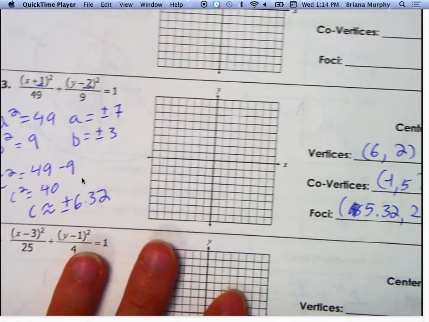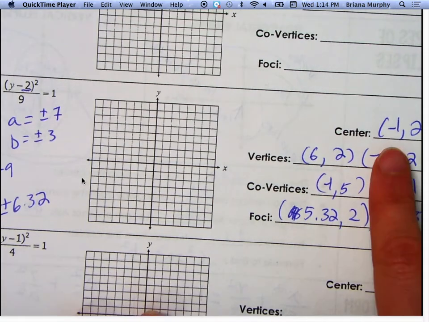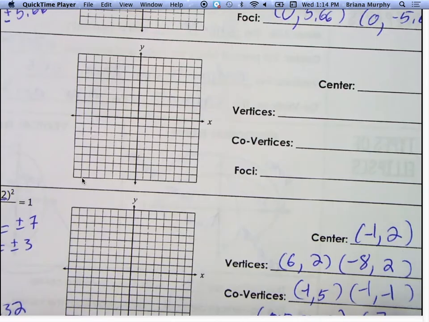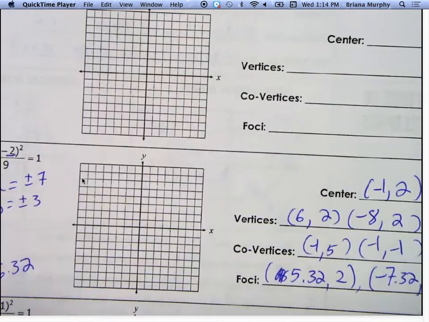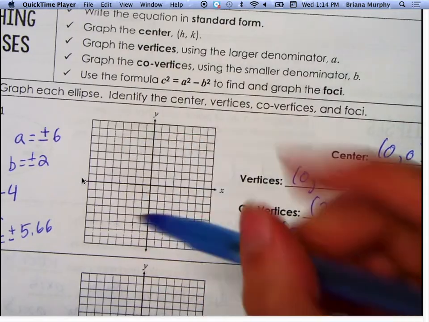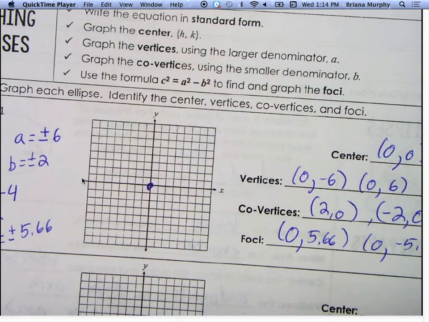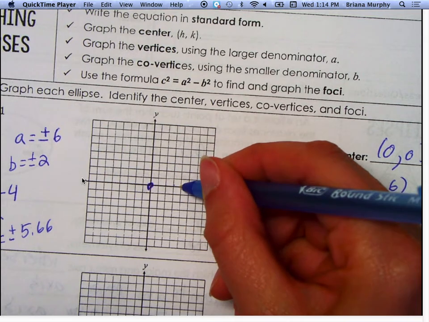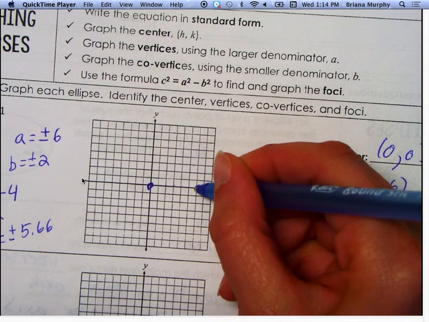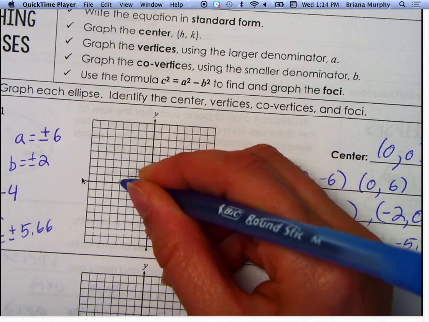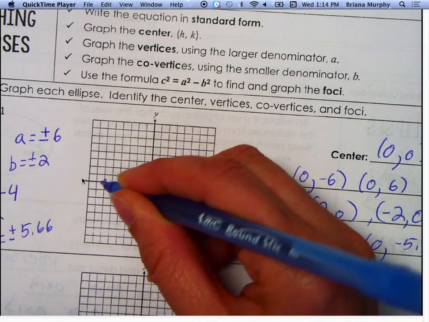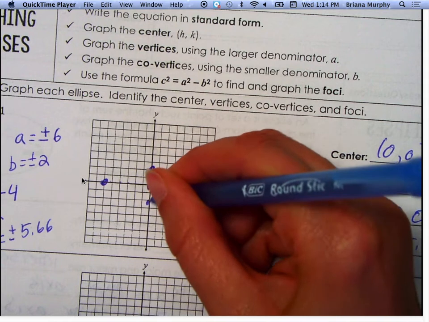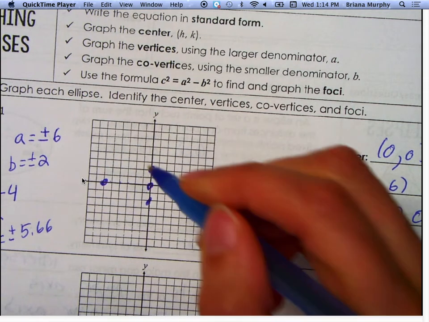Okay, now I'm going to graph this. The first one, did we not graph the first one? We might have skipped it. Do you want me to graph the first one real quick? Okay, let's go back to number 1. We're going to put a point at 0, 0. Then we put a point at 0, 1, 2, 3, 4, 5, 6. And 1, 2, 3, 4, 5, 6, negative 6. And we put one at positive 2, 0 and negative 2, 0. And then our foci are at 0.